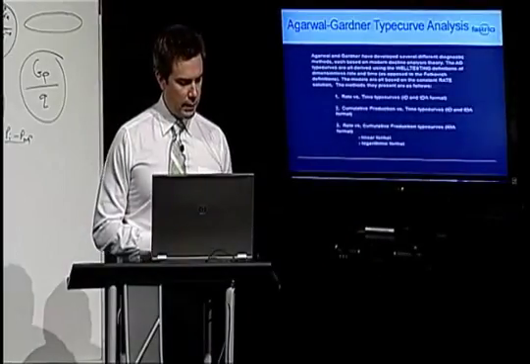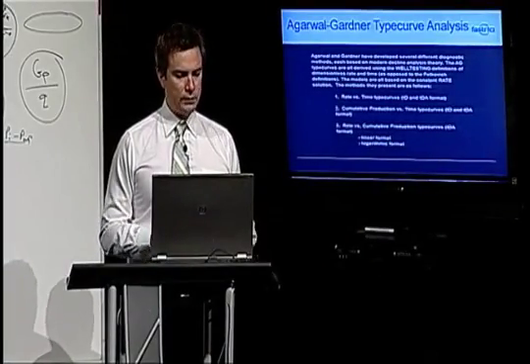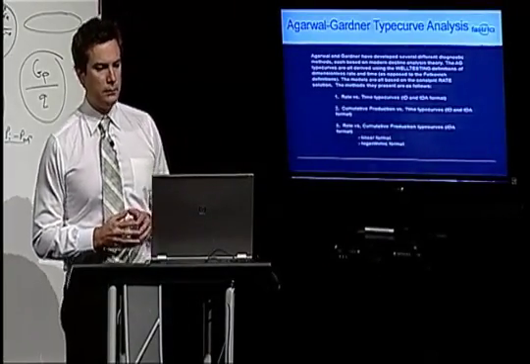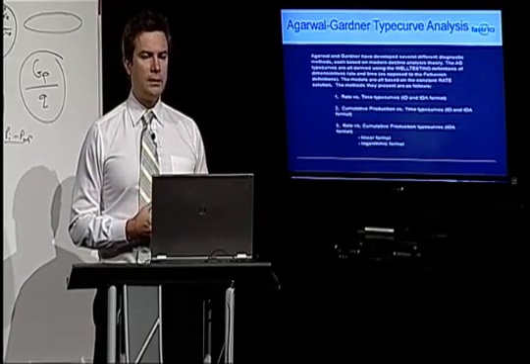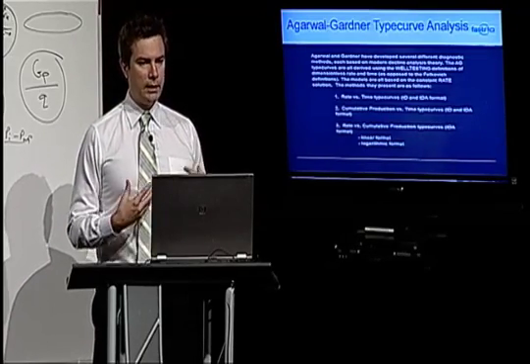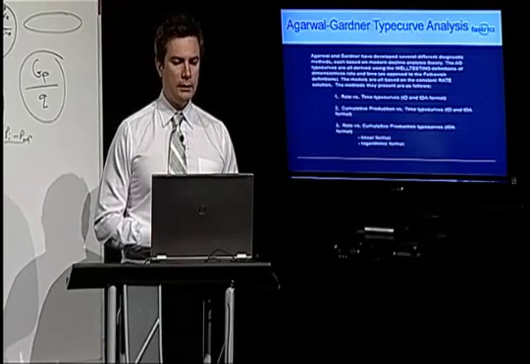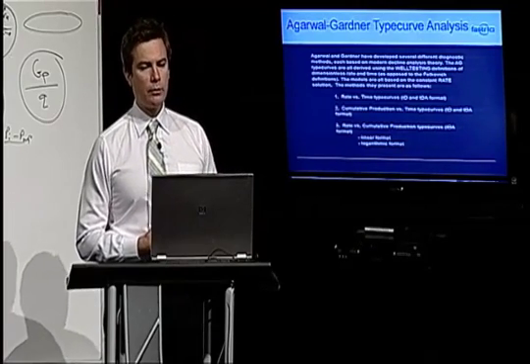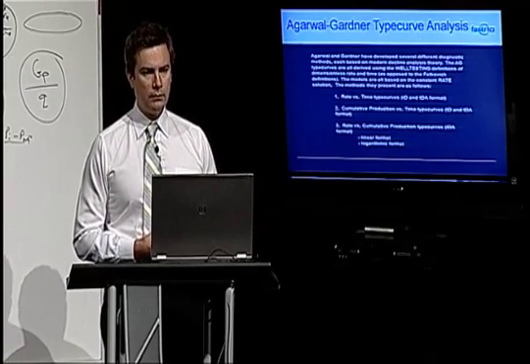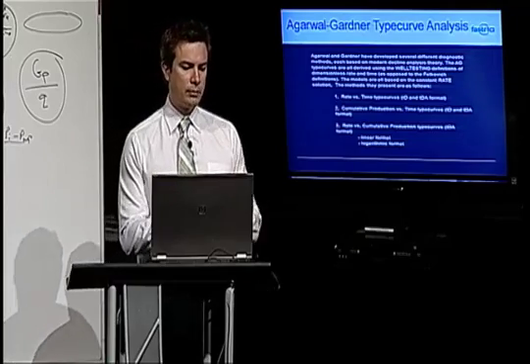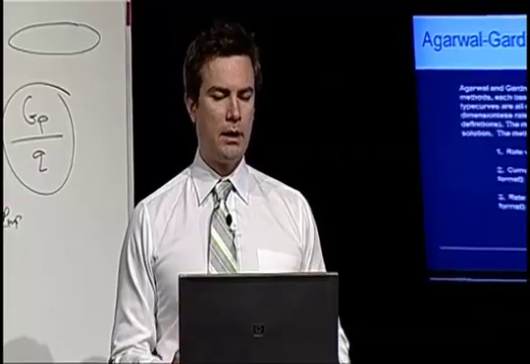The Agarwal-Gardner method. Agarwal and Gardner were research scientists at Amoco, which later became BP. And they did some work with production type curves as well. They approached the problem from a pressure transient perspective and developed some type curves for long-term production analysis that were very similar to the existing pressure transient type curves that were out there.